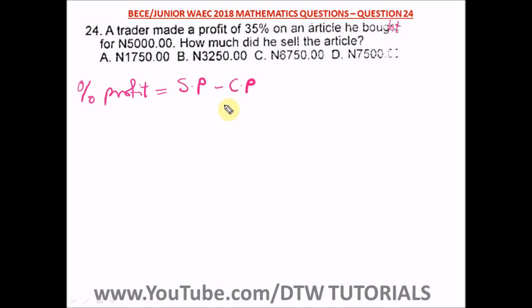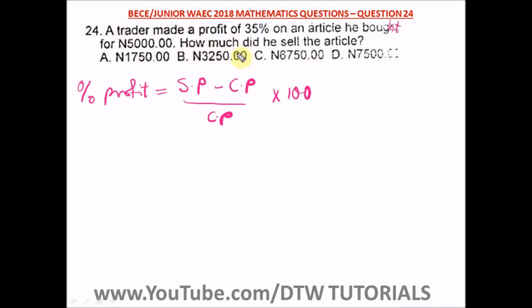So I just made this example to explain the meaning of selling price and cost price in case you've forgotten. So for percentage profit, the formula is your selling price minus your cost price, divided by your cost price, then times 100. You know we're talking about percent now. So there's a formula for finding your percentage profit.